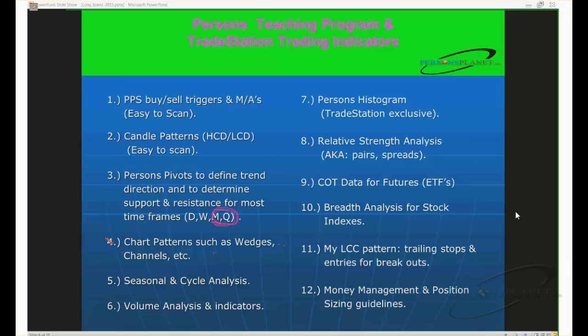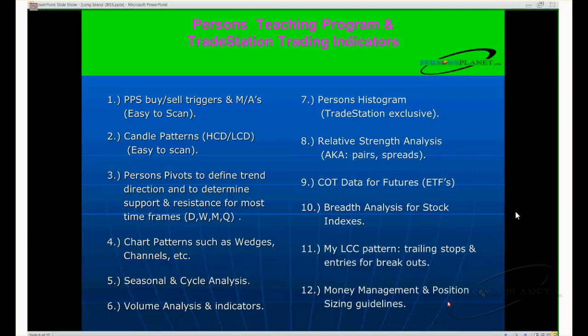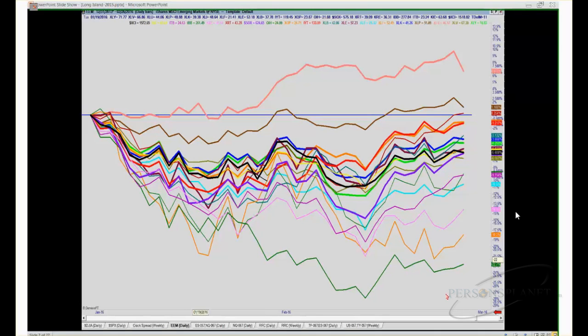So this was very important to understand. Obviously, we like to look at chart patterns, seasonal analysis, and volume analysis to a degree. We look at specific indicators for volume. Now, for TradeStation, I have a proprietary histogram that is just a dynamic tool. We also look at relative strength, commitment of traders data, but for equity indexes, breadth analysis, which I'm going to show you a little bit about today. And most importantly, what is this last conditional change pattern all about? And I guess the final aspect of trading is money management.